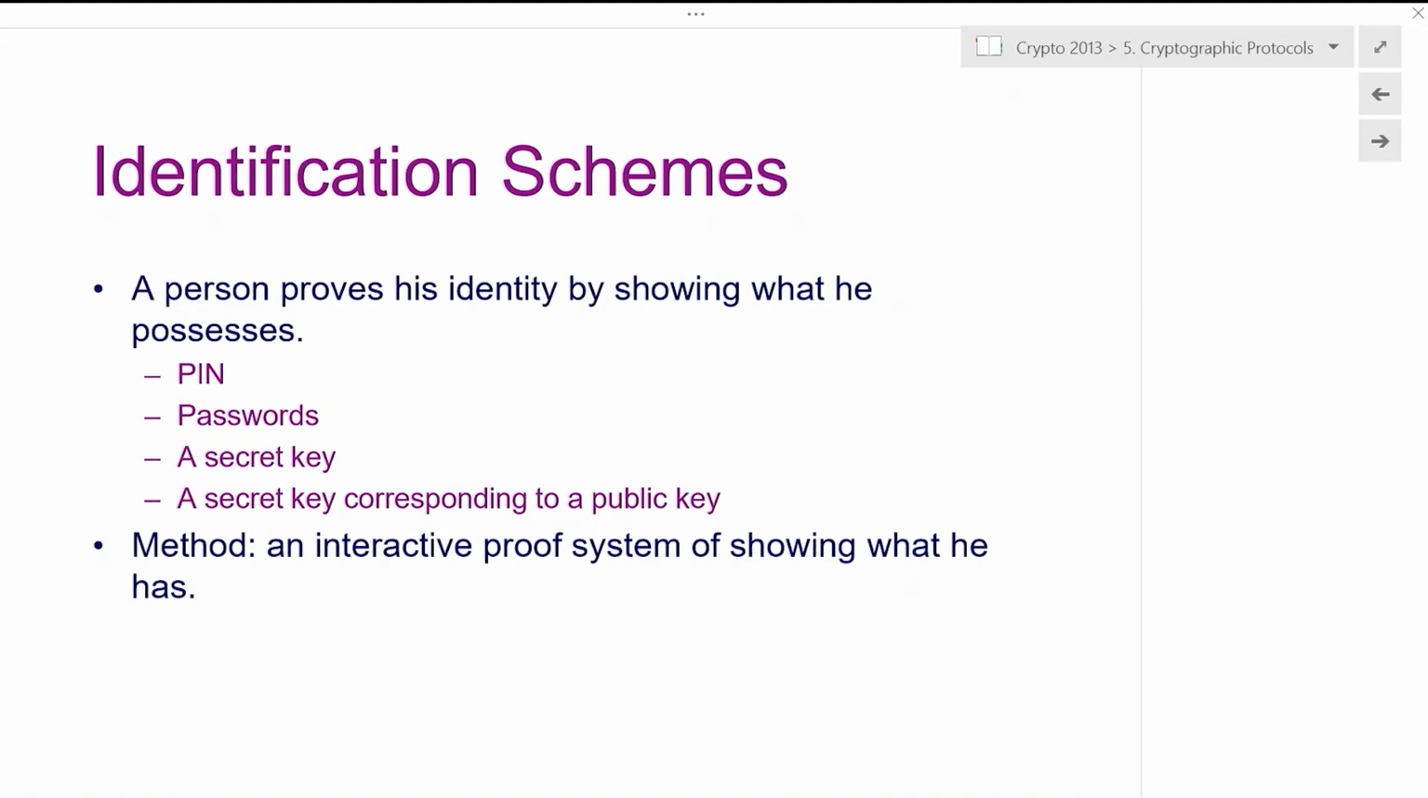So normally when you want to prove the identity or authenticate somebody, you would be using some sort of PIN or password. You ask for a secret key, or sometimes you can use their public key and ask them to sign some message, right? You can verify their identity, make sure that they are the person who claims to be.